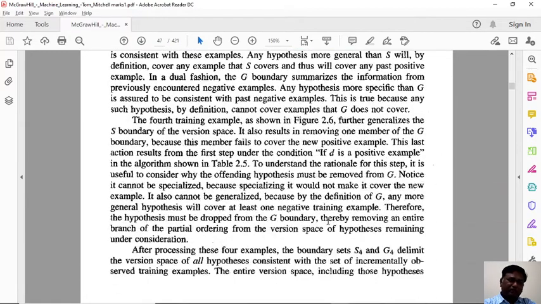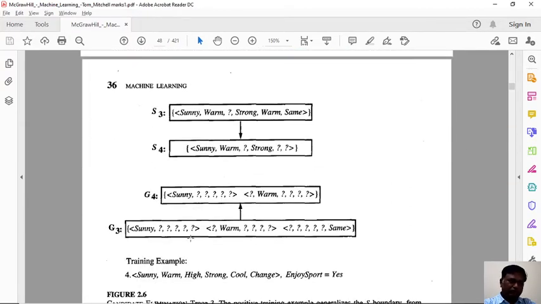Now we will see the fourth input. You see the fourth day. Fourth day is a positive data, so the specific case will update. The previous S3 and G3 we have already calculated. Now S4 and G4 we will do. This is a positive case, so we go for the specific case. Sunny means yes, you are playing. Sunny, sunny, warm, warm. This we have already put a question mark.